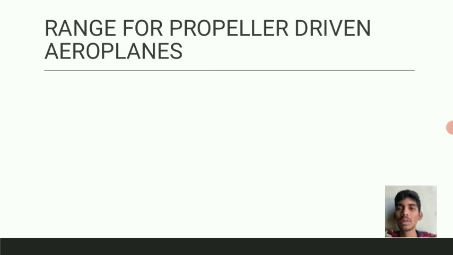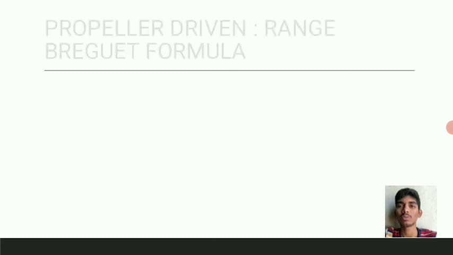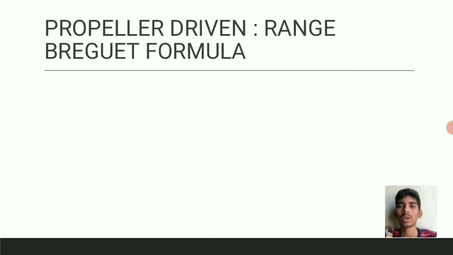Next, range for propeller driven aeroplanes. R is equal to V infinity by C_t into L by D into Ln of W0 by W1, which is equal to efficiency eta_pr by C V infinity into V infinity into L by D into Ln of W0 by W1. By solving the equation, we can achieve R is equal to eta_pr by C into L by D into Ln of W0 by W1.